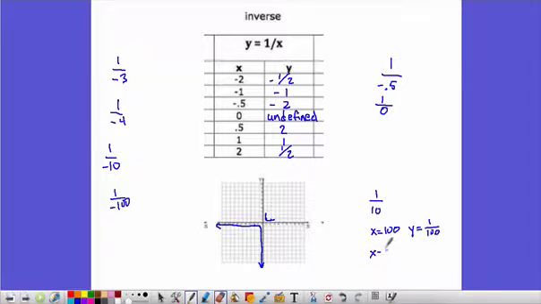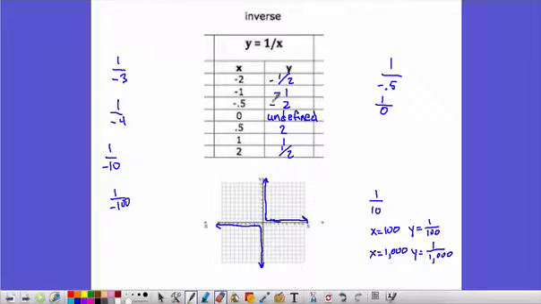When x is 1,000, y is 1 over 1,000. So you can see how this y is getting closer and closer to 0 as the x's get bigger. So it's going to get closer and closer without ever touching the x-axis. And same deal here, closer and closer without ever touching the y-axis. So that is what the inverse function looks like.